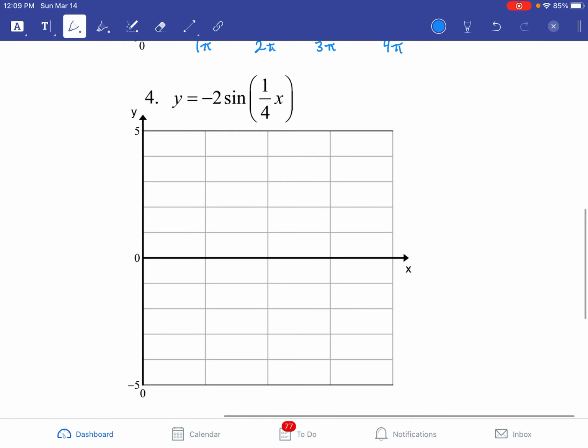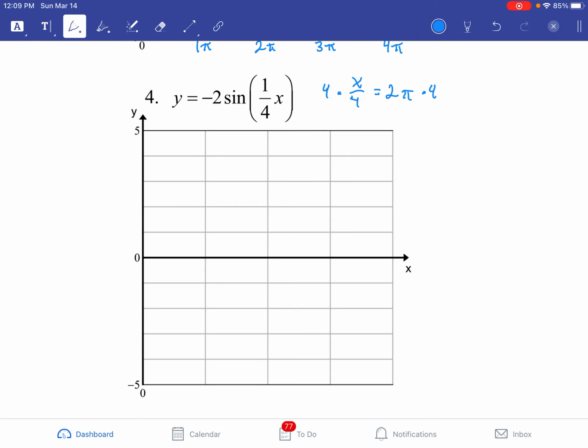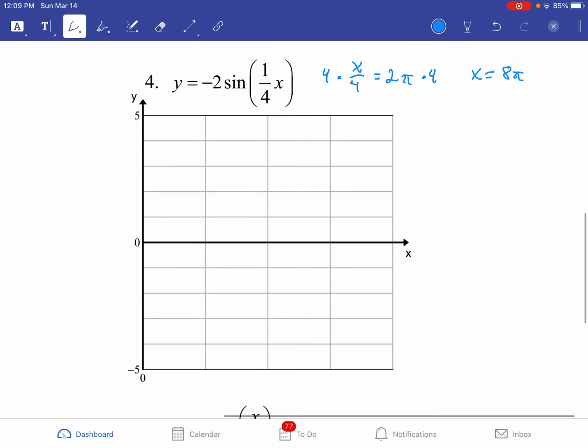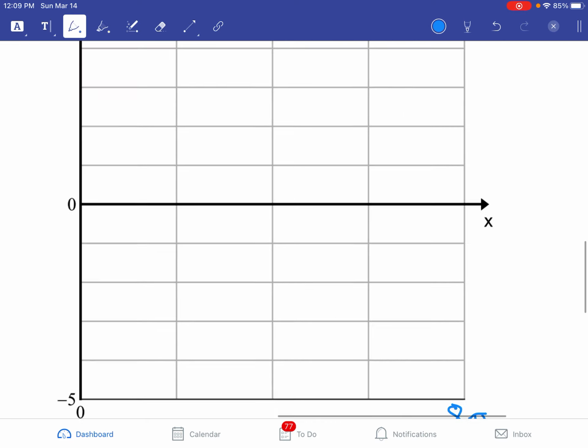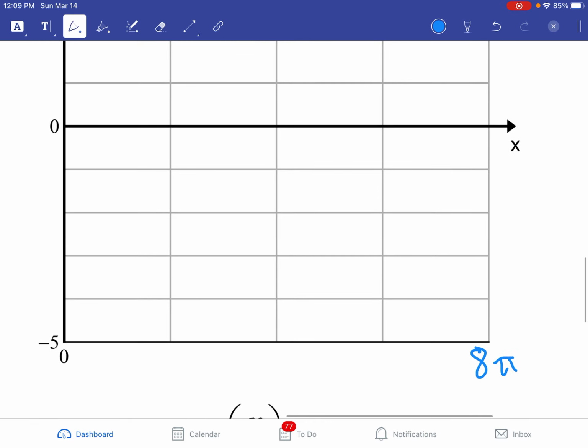Number 4. We have 1/4 over x. This can be rewritten as x over 4. It's the same thing. Equals 2 pi. Multiply by 4 on both sides. And x will equal 8 pi. So that's our ending point for our period. I want to take 8 pi and divide it by 2, which gives me 4 pi. Divided by 2 again, gives me 2 pi. Multiply 2 by 3 gives me 6 pi. I do this every single time for my period changes.